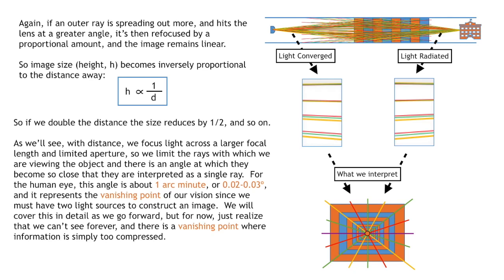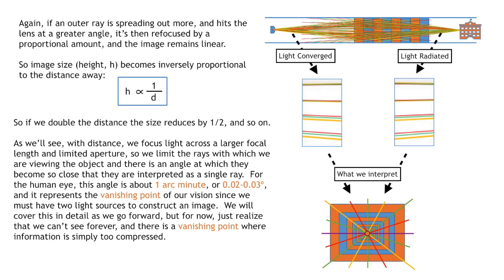So again, if an outer ray is spreading out more and hits the lens at a greater angle, it's then refocused by the proportional amount and the image remains linear by the lens. So image size, which is height or h, becomes inversely proportional to the distance away. So again, height proportional to 1 over the distance. So if we double the distance, the size reduces by 1/2, and so on. That is how we view the world.